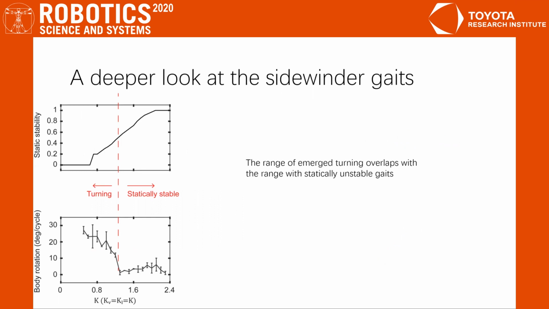Interestingly, we observe that the range of statically unstable gait overlaps with the range of emerged turning behavior. This might suggest that the static stability is one of the reasons for the emerged turning performance. To validate this idea, we study the temporal frequency dependency of the gaits. We expect that the emerged turning behavior would vanish at higher temporal frequency, as the gained dynamic stability from the inertia can compensate for the loss of static stability.